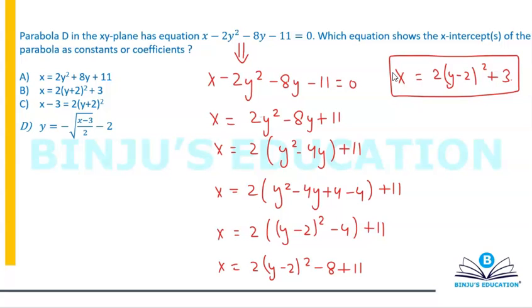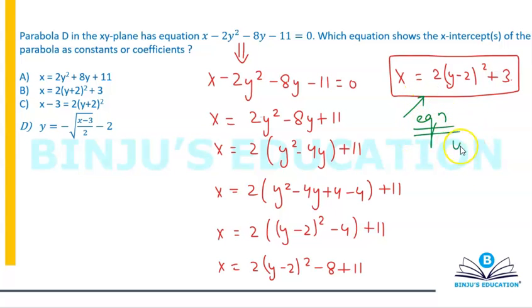Now what's my question? The question is, which equation shows the x-intercepts of the parabola as constants or coefficients? So if you want to calculate the x-intercept, what you basically need is the value of y to be 0. That is, as soon as you plug y is equal to 0 in the equation, you need to have the value of x. So that is something that we can get from this equation.